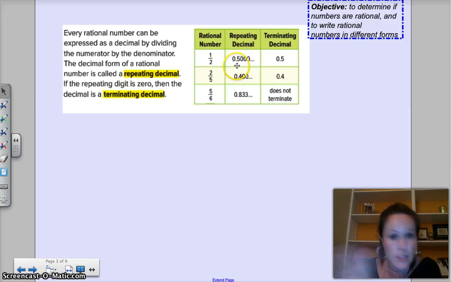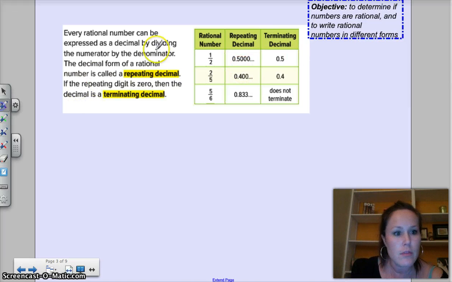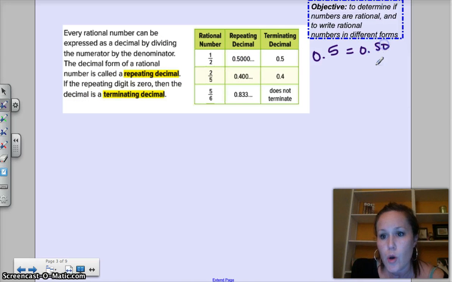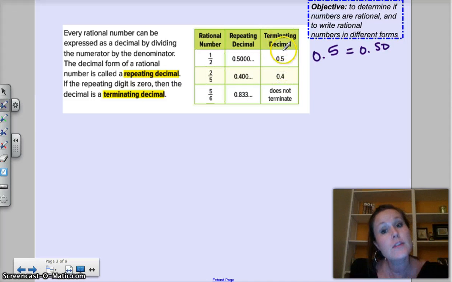So this would have zeros going forever. Well, zeros don't really do a whole lot of anything, so it actually can terminate at 0.5. Just like this and this are the same thing. 0.5 is the same as 0.50. It's a terminating decimal. That 0 isn't doing anything for us. Same thing here. 2 over 5, or 2/5, is 0.400 repeating, or 0.4 as the terminating decimal.